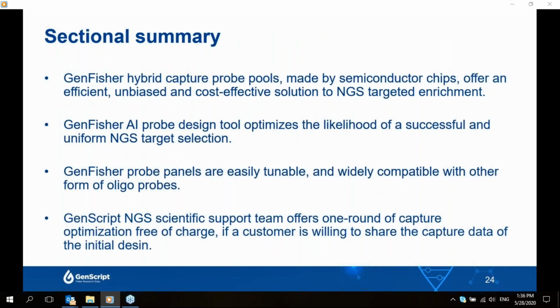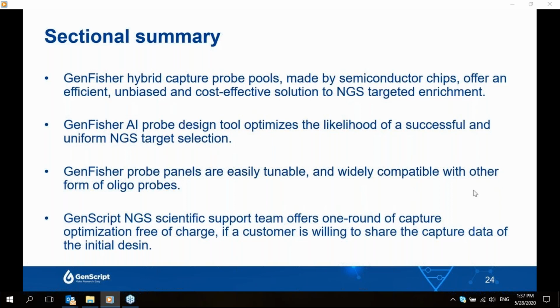So now I would like to quickly summarize what I've talked about so far. GenScript hybrid capture probe tools made by semiconductor chips offer an efficient, unbiased, and cost-effective solution to NGS target enrichment. And our GenFisher AI probe design tool optimizes the likelihood of a successful and uniform NGS target selection. And the GenFisher probe panels are easily tunable and widely compatible with other forms of oligo probes.